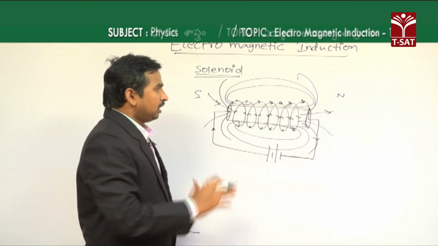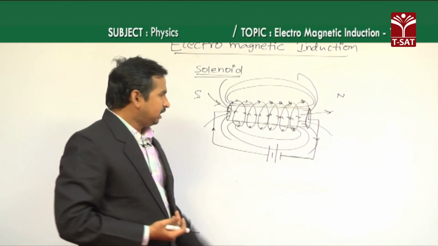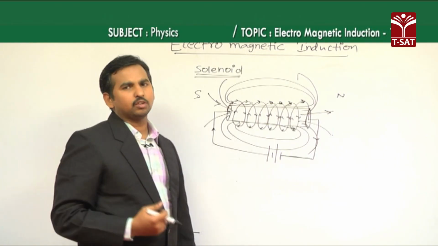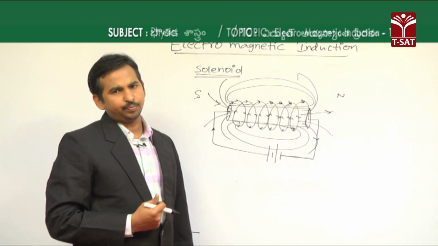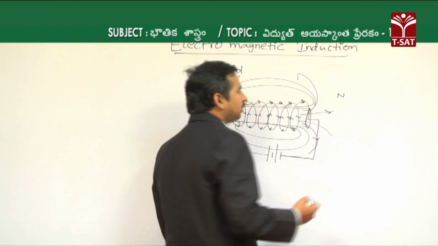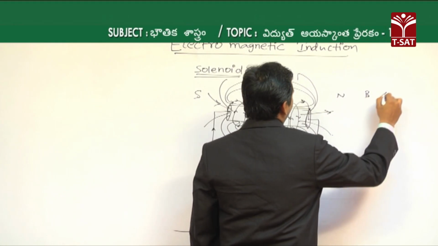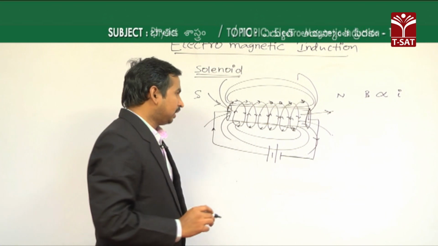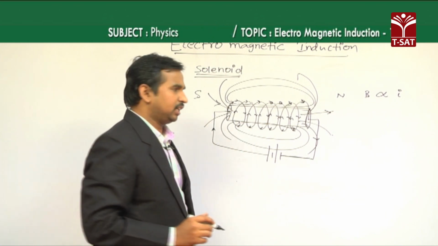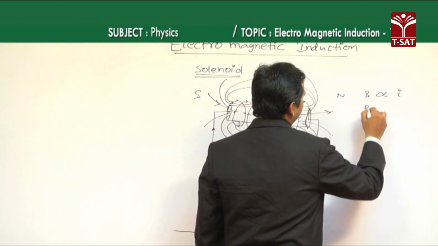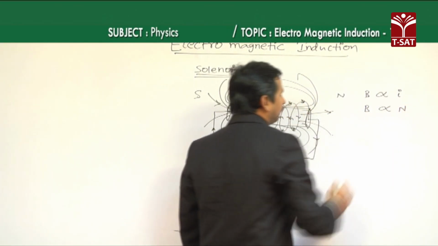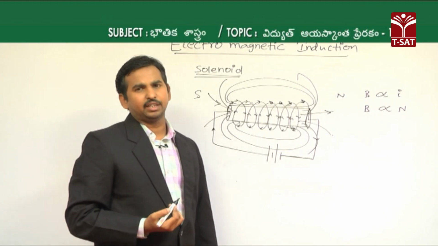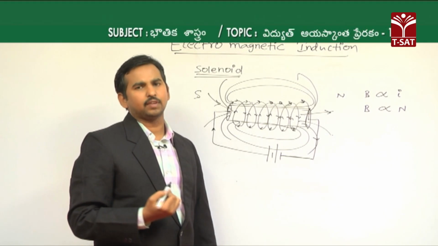If you want to increase the field strength here, you pass more current. As the strength of the current is increased, the number of magnetic lines of force around it also increases. This means the magnetic field strength is directly proportional to the current we are passing. And if you increase the number of turns, the n value, the magnetic field strength also increases, meaning more lines are there.